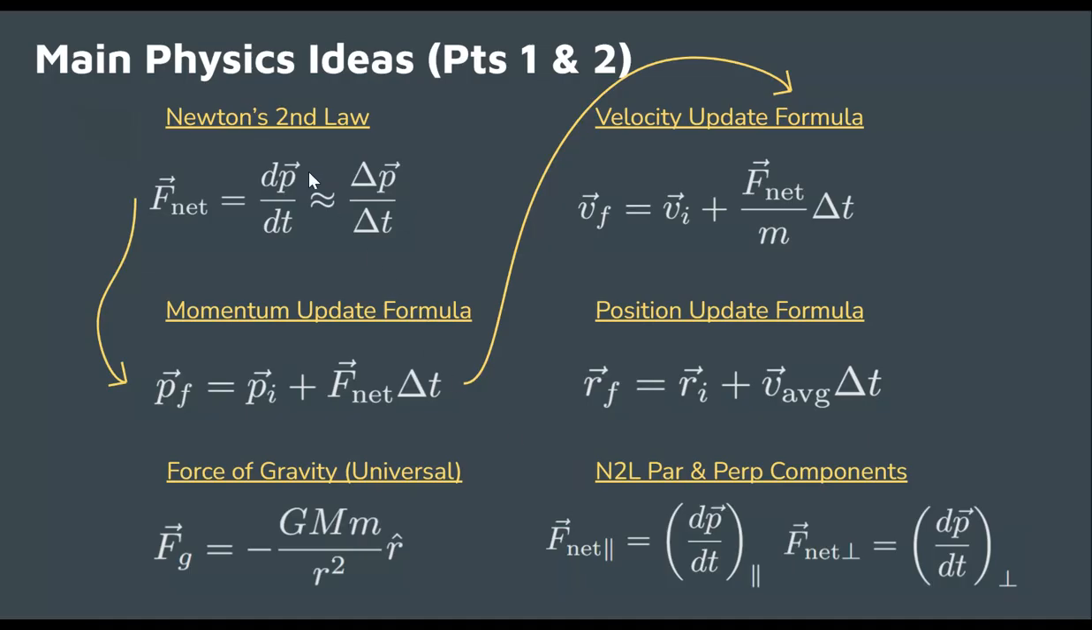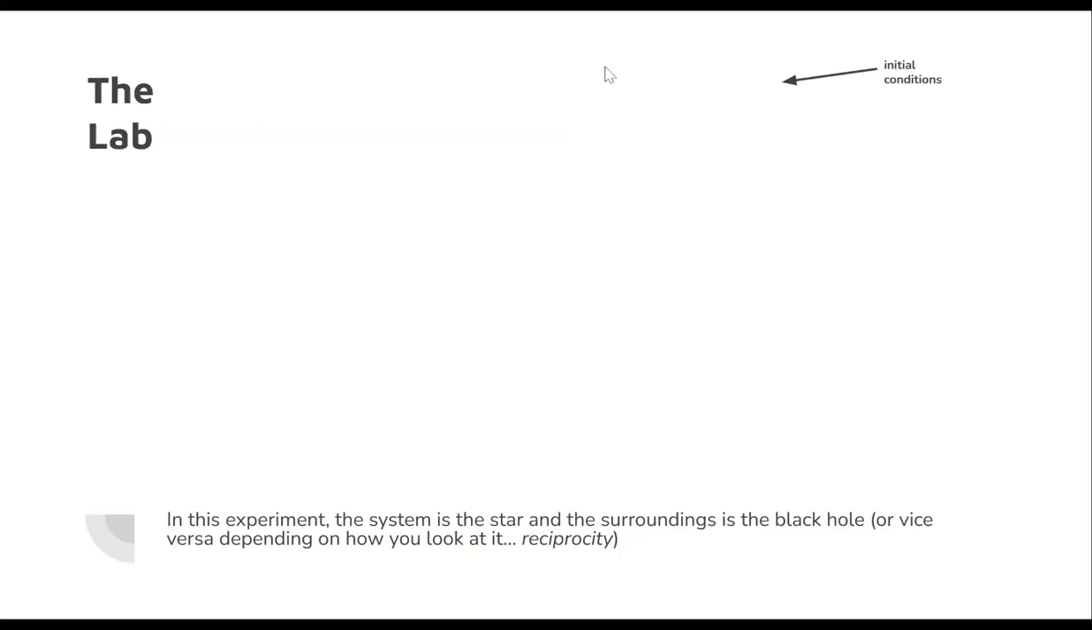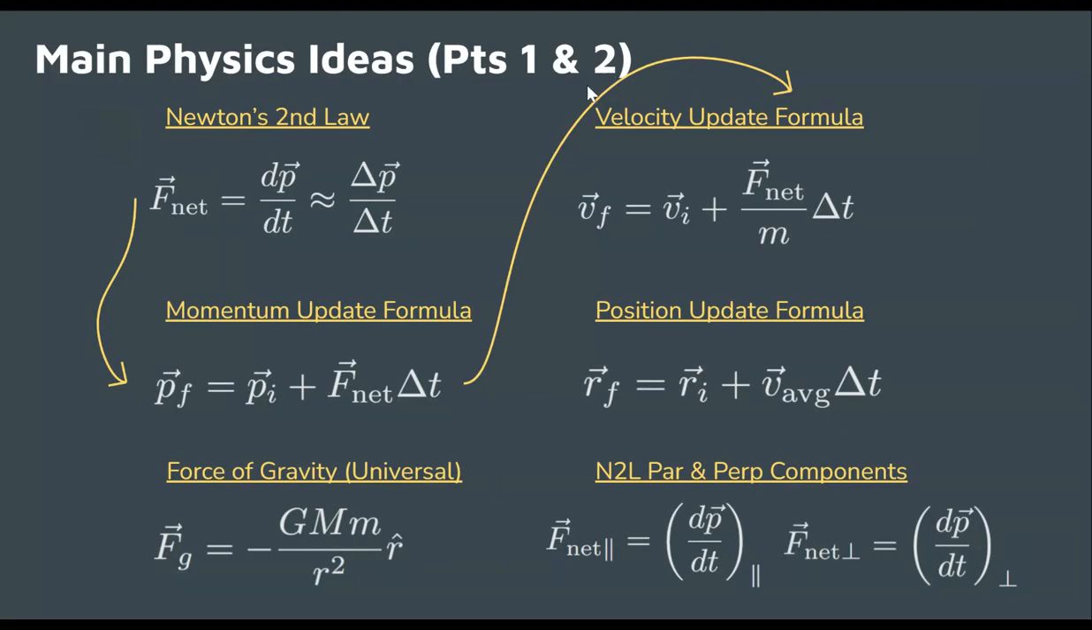Here are the main physics ideas used in both part 1 and part 2 of this lab. A lot of these are familiar, such as Newton's second law, which turns into the momentum update formula, which then turns into the velocity update formula, which you can use for the position update formula. But the key physics ideas for this lab are the force of gravity for universal gravitation, negative G big M little m over the magnitude of r squared times r hat, and then the parallel and perpendicular components of Newton's second law.